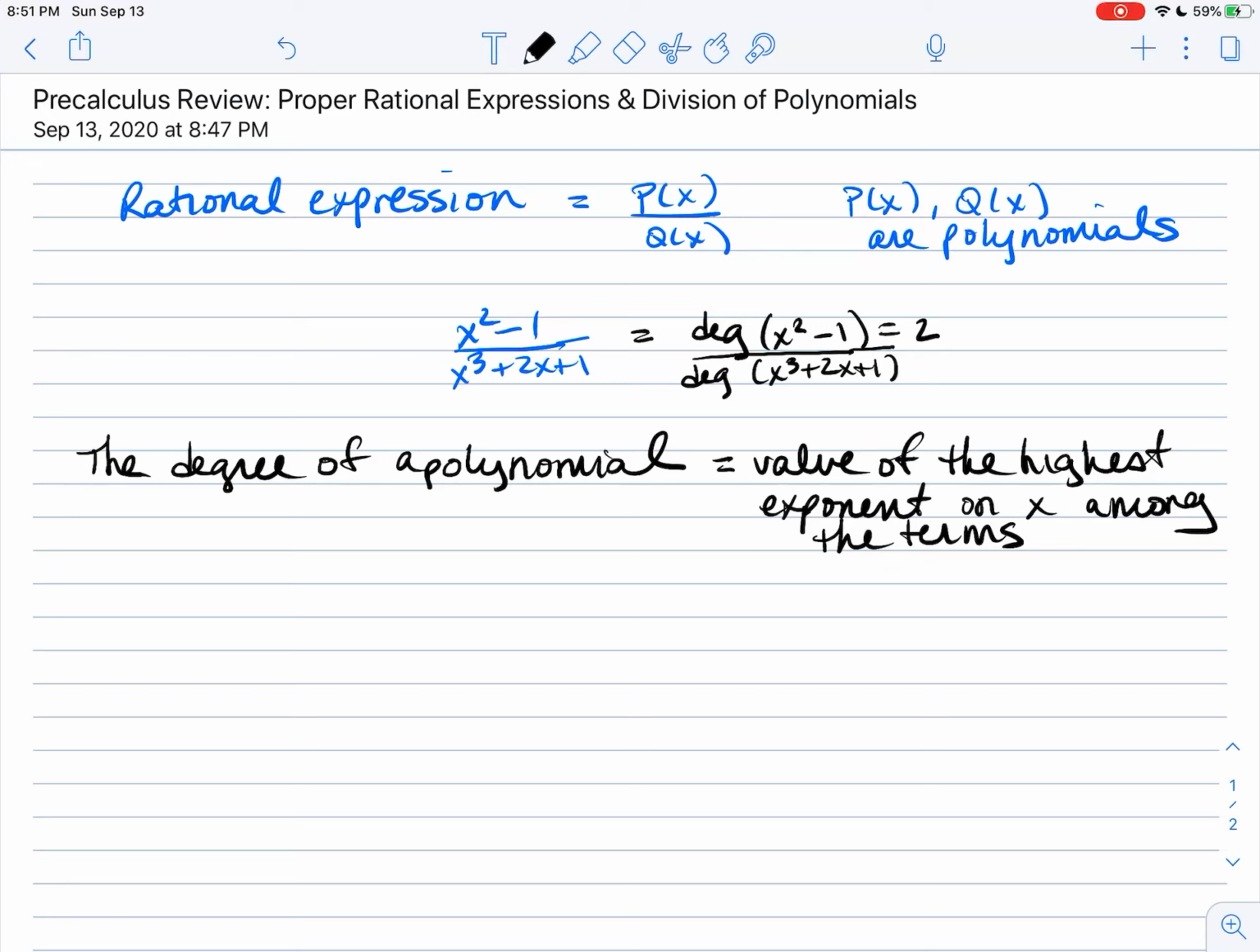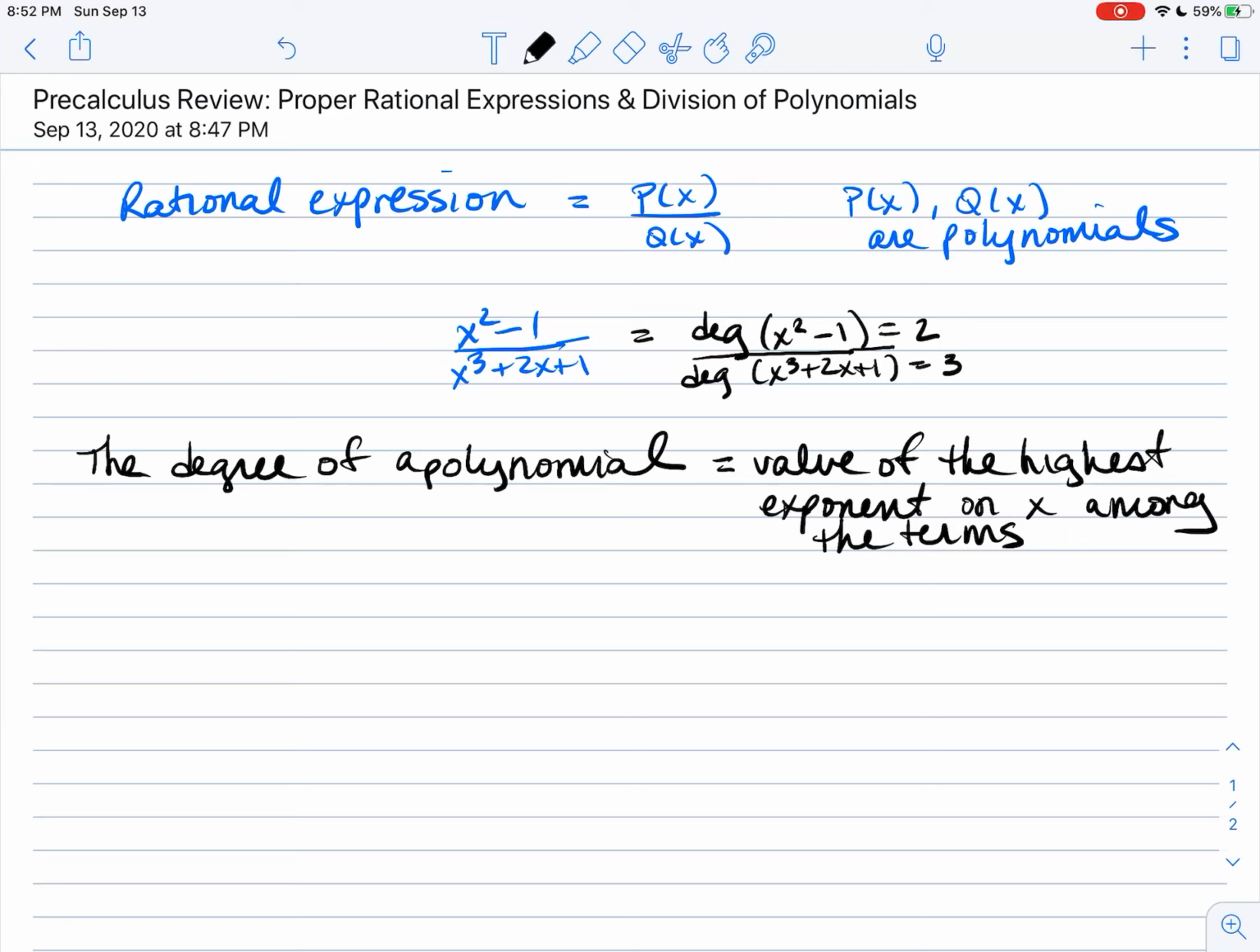The degree of a constant is 0, by the way, but x cubed has 3 as its degree, 2x has 1 as its degree because the value of the exponent on 2x is 1. But the degree overall is the highest exponent, and that highest is 3. Good? So that is helpful in determining whether or not a rational expression is proper or improper.